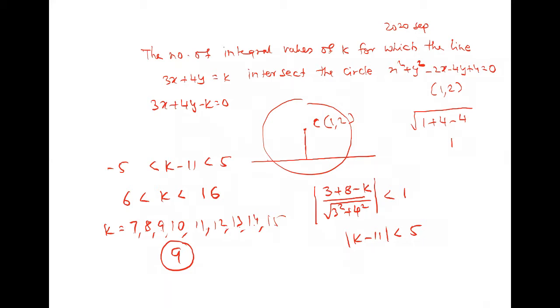Tangent touches the line. Chord intersects the circle. Tangent touches the line, it will never intersect. We never use the word intersect for a tangent.